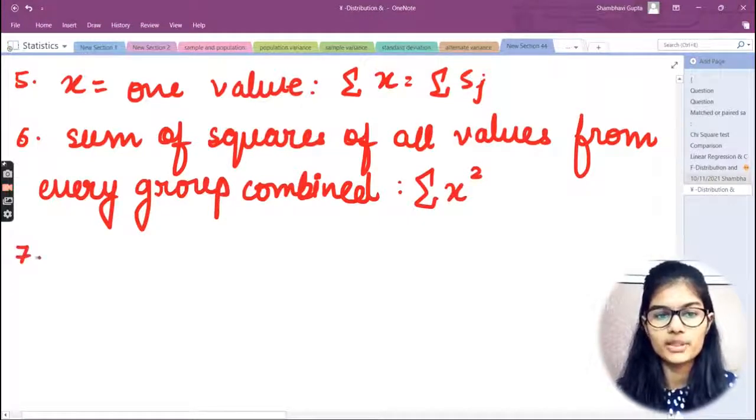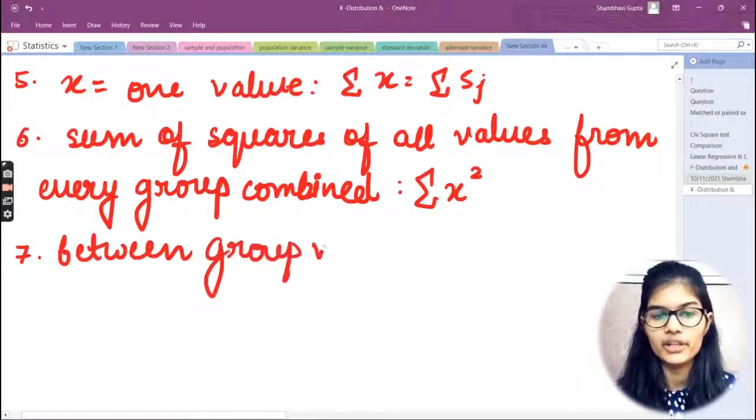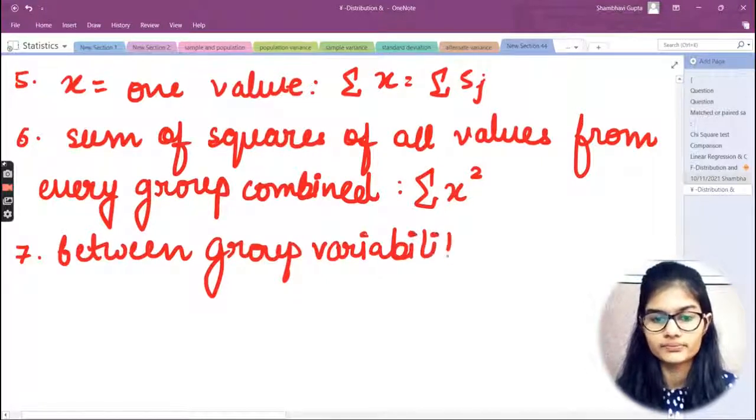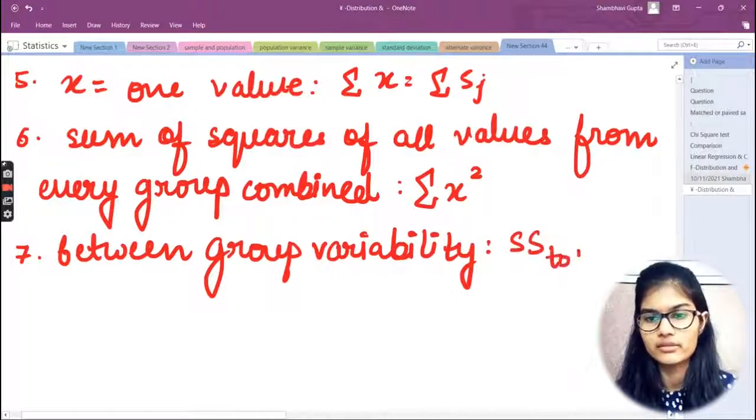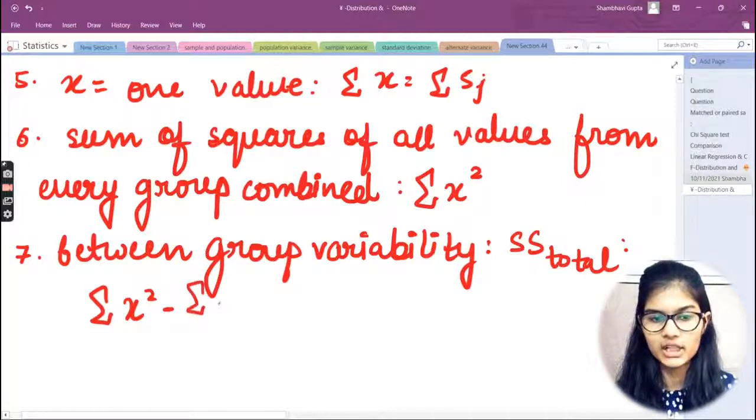Now moving towards point number 7. Next we are having the between group variability. So I will just write that as well. It's between group variability. It means what is that? It is the SS total. And what's the formula for that SS total? The formula is sigma of x squared minus sigma x whole square divided by n.